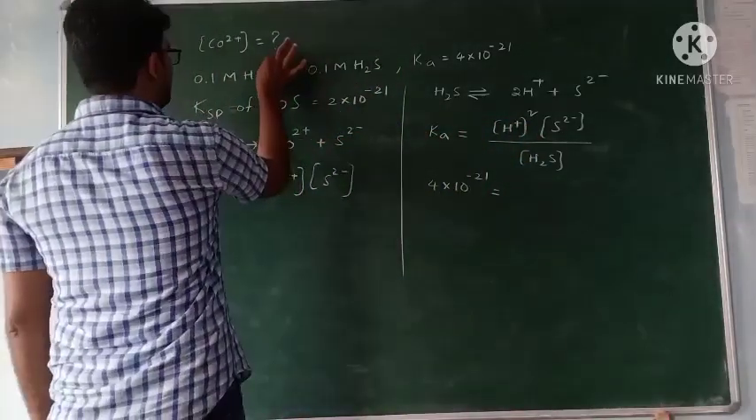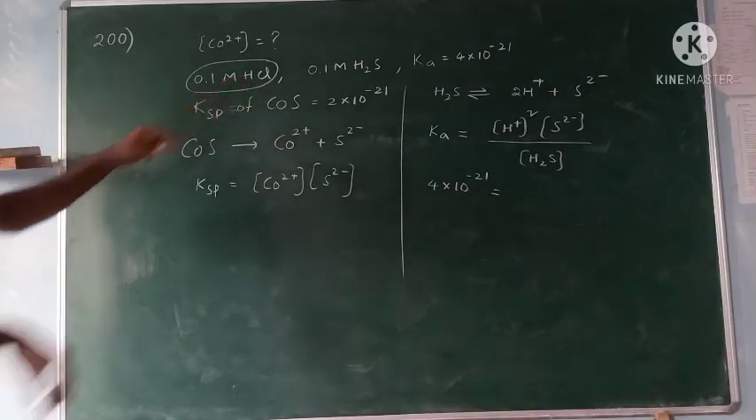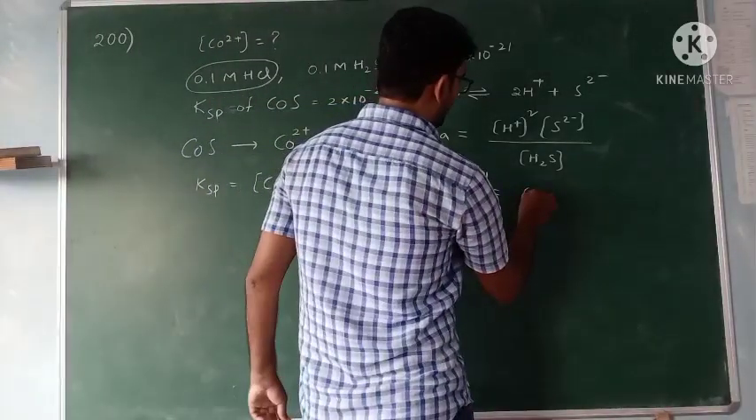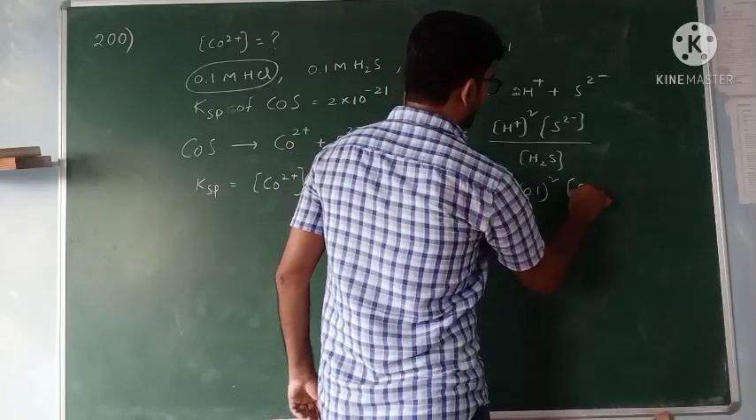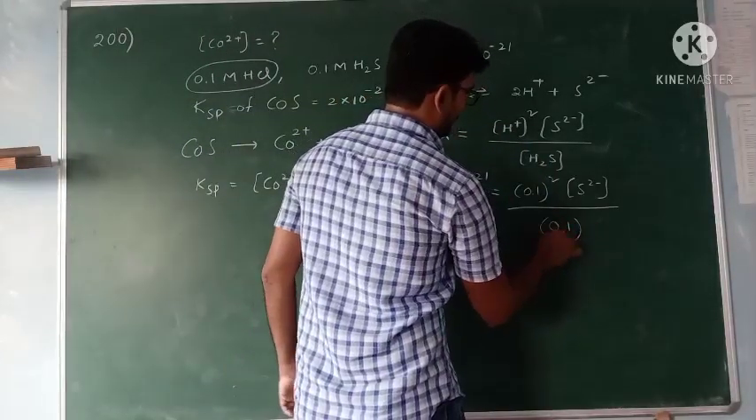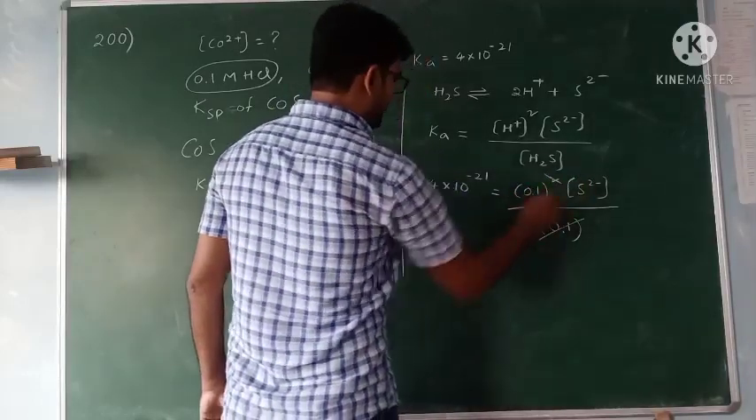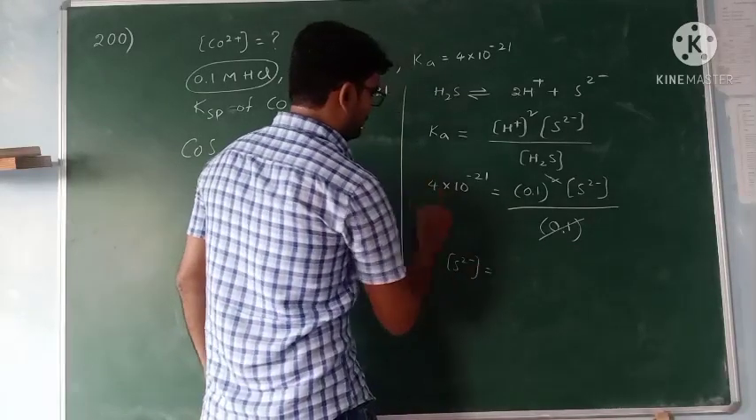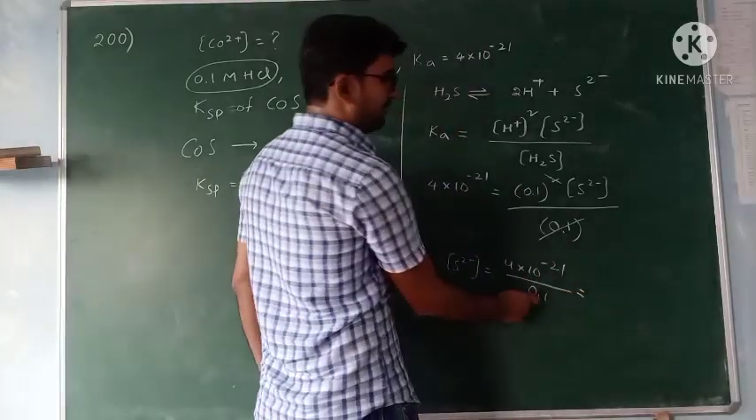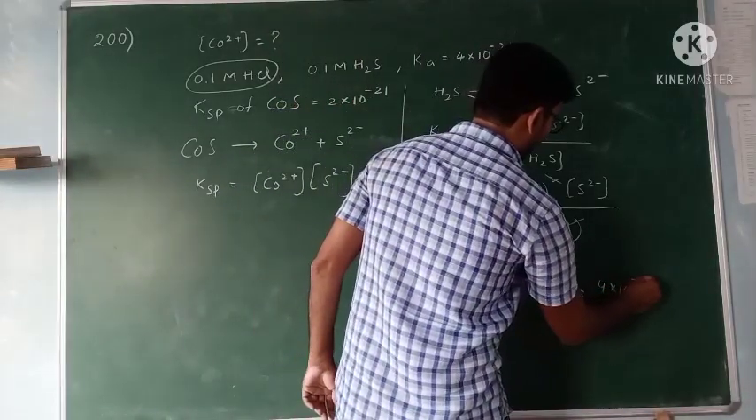The K value is given, 4 into 10 to the power minus 21. For the concentration of H+, this is a strong acid, so the strong acid gives the H+ concentration, which is 0.1, whole square, times the concentration of S2-, divided by the H2S concentration, which is also given as 0.1. So 0.1 cancels, and the concentration of S2- is equal to 4 into 10 to the power of minus 21 by 0.1. 0.1 means 10 to the power of minus 1, moved up it becomes 10 to the power of plus 1. So 4 into 10 to the power of minus 20.